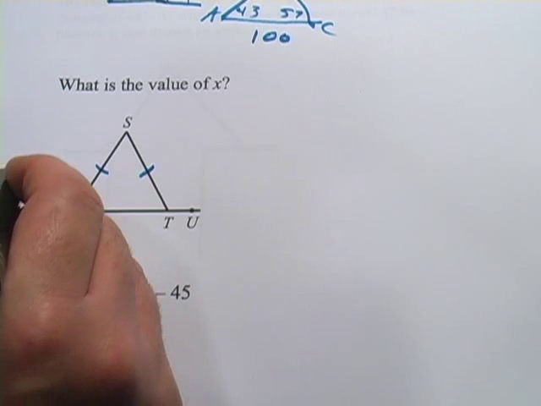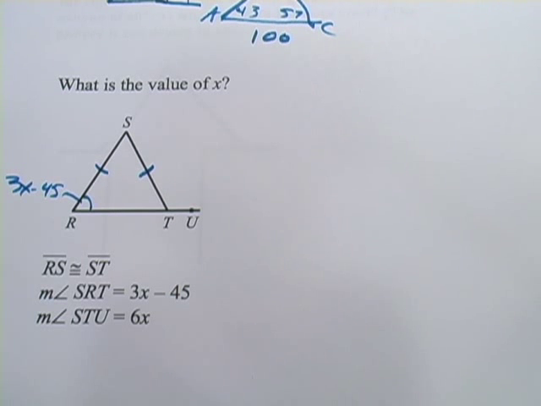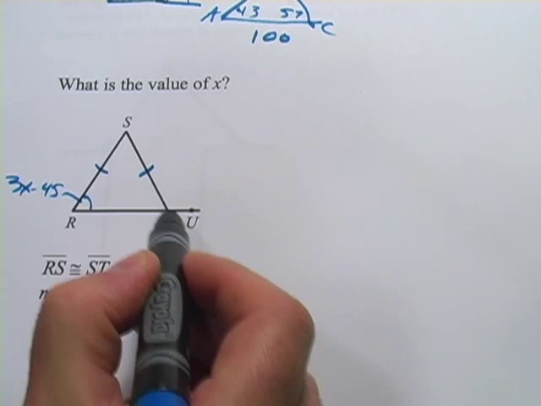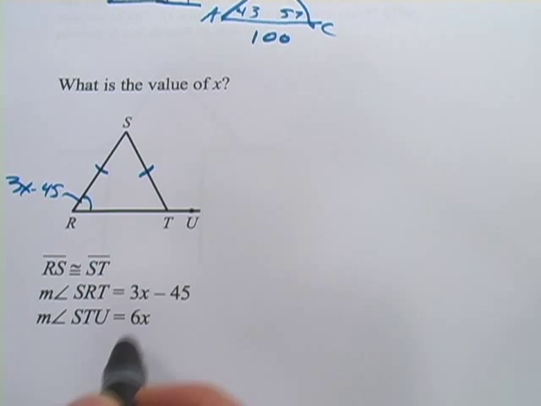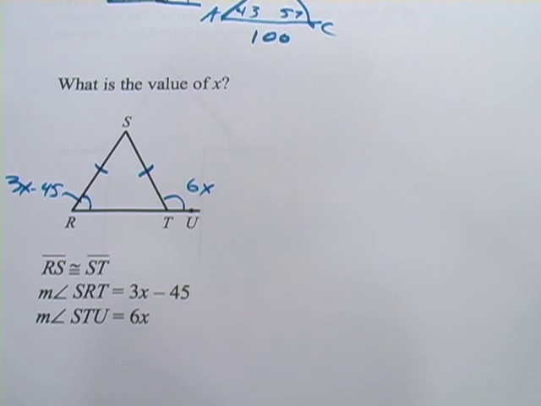Oh, okay, we're going to have to use some algebra here. I'm going to just jot this in there, 3x minus 45. And then it says the measure of angle STU, which is actually this exterior angle here, is 6x. So this one is 6x. So how do we go about figuring this one out?